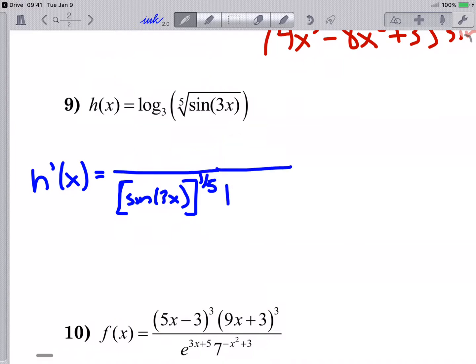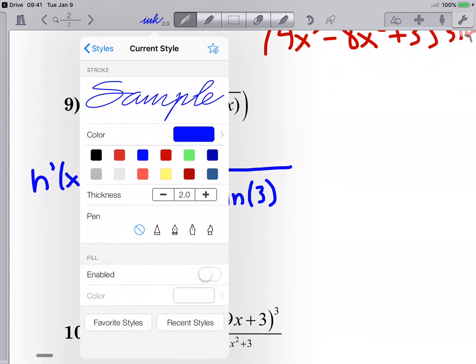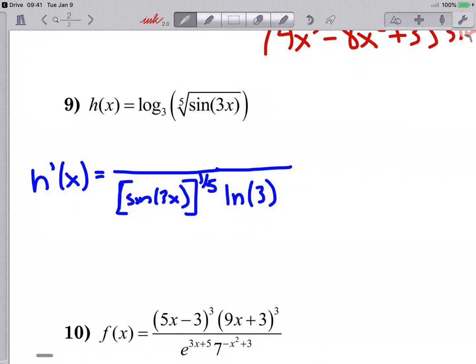But I also have to divide by the natural log of my base, which is 3. That's the only difference. Otherwise, you would divide by ln of e, which is just 1 when you're looking at natural log. So now all I need to do is take the derivative of, let me circle it, this, and that's going to go on top.